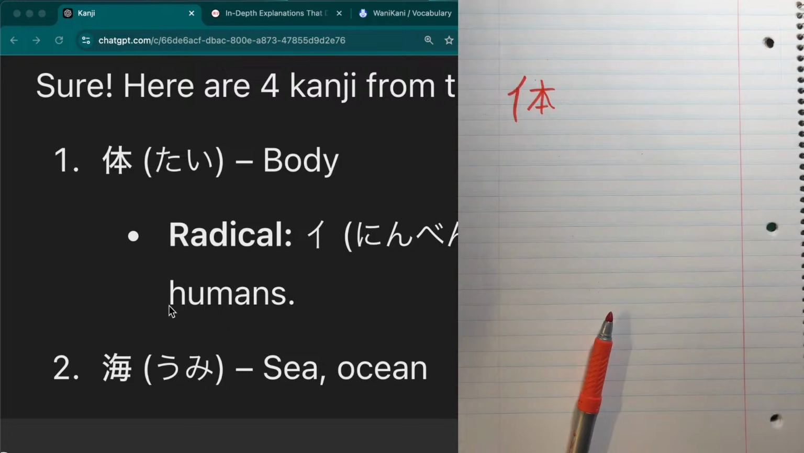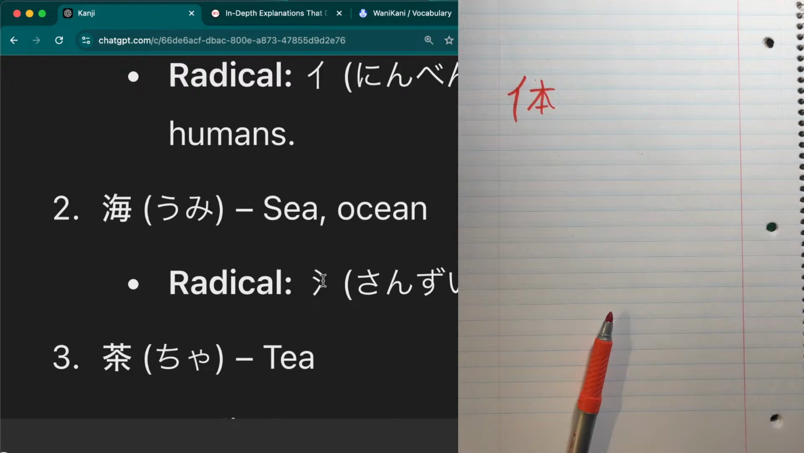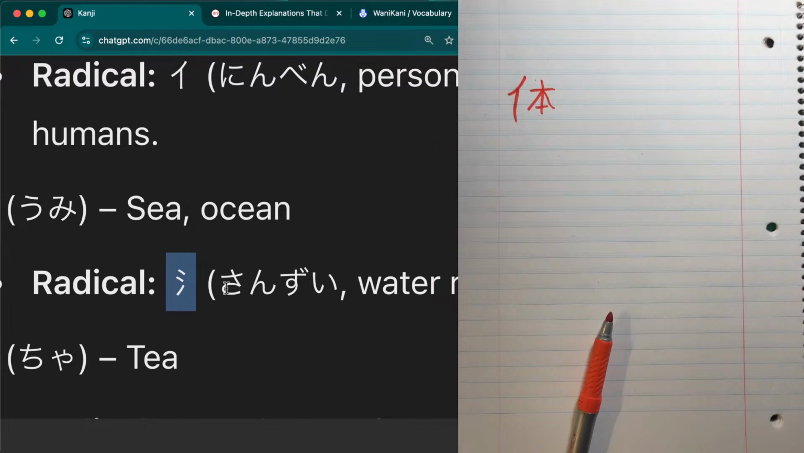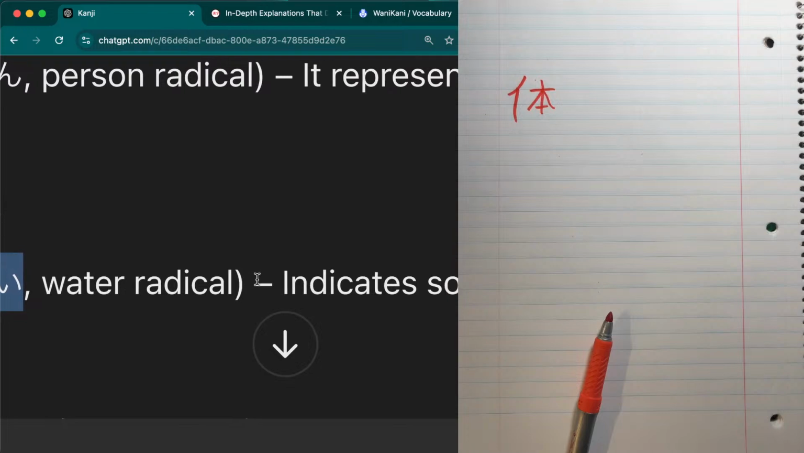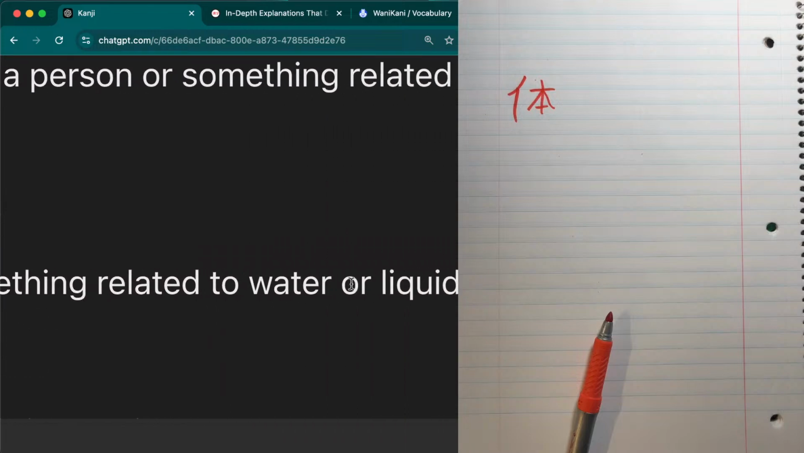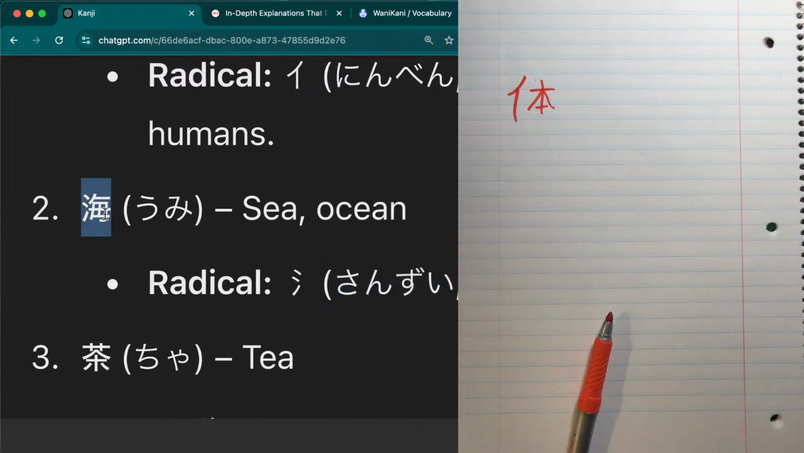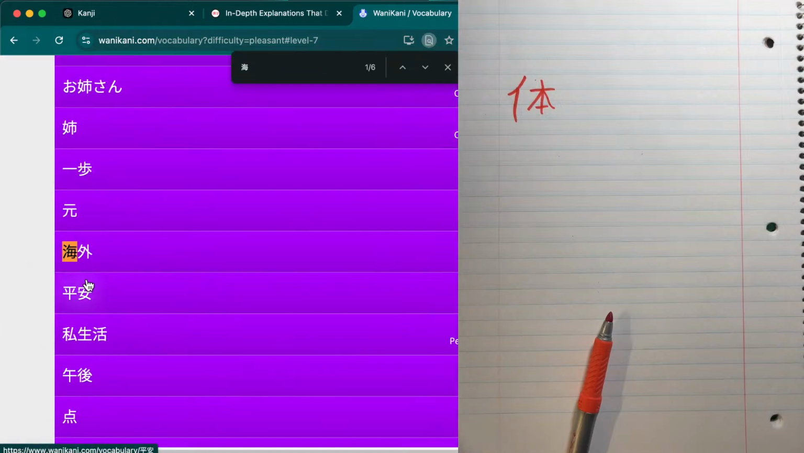Next we have umi, which is sea and ocean. So this one I'm not sure of. ChatGPT seems to have it correct right here, so I'm just gonna believe ChatGPT right now. Sanzui, which is the water radical, indicates something related to water or liquids. Okay, that's an easy one. And then the rest of it I don't know, so this is when we have Wanikani tell me what the other ones are.